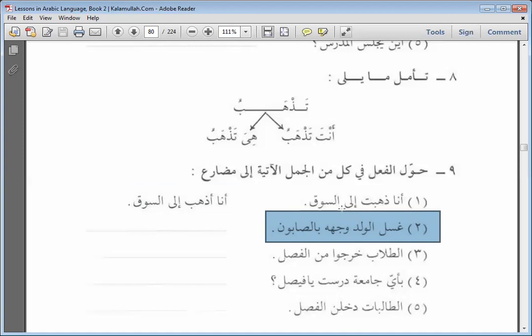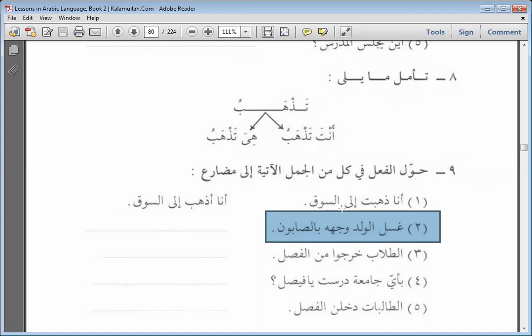يغسل. Say again. يغسل. نعم. يغسل الولد وجهه بالصابون. نعم. أحسنت. The boy washes, present tense, the boy washes his face with soap. Right? So everybody say that, please. يغسل. يغسل الولد.